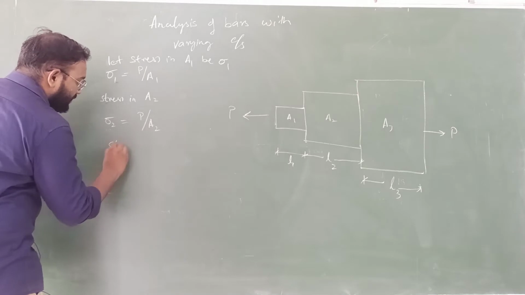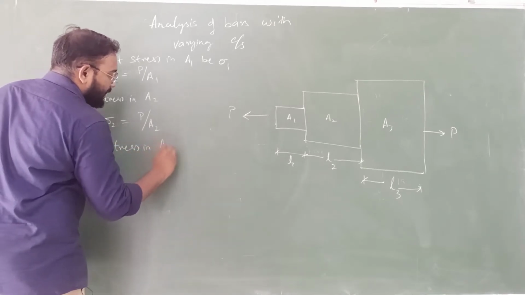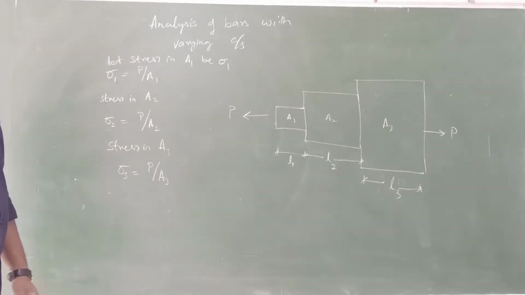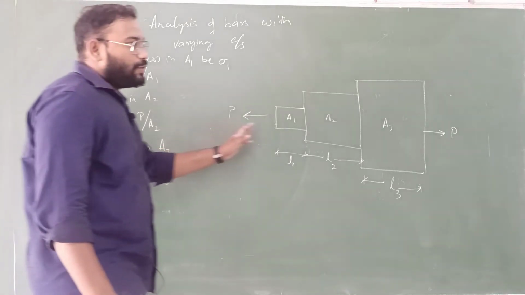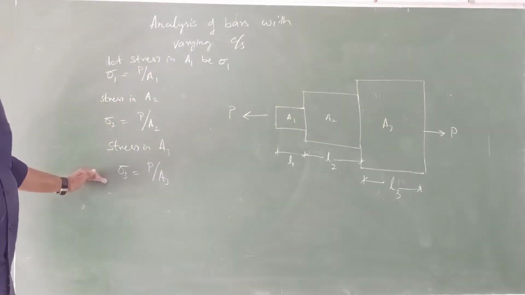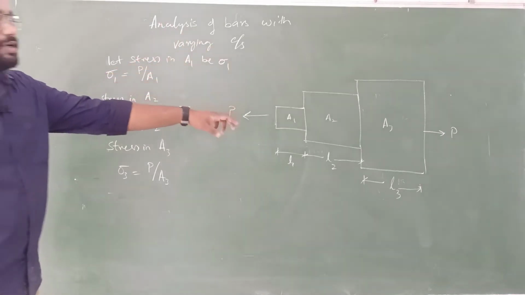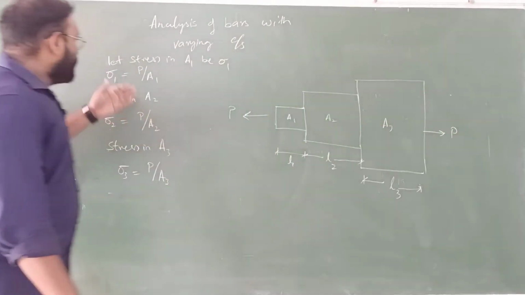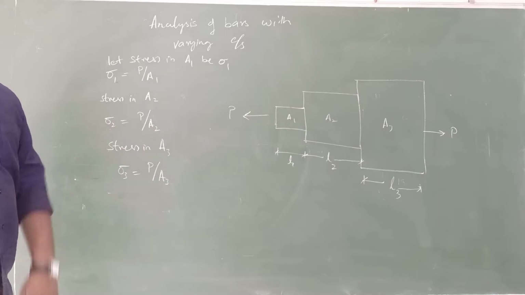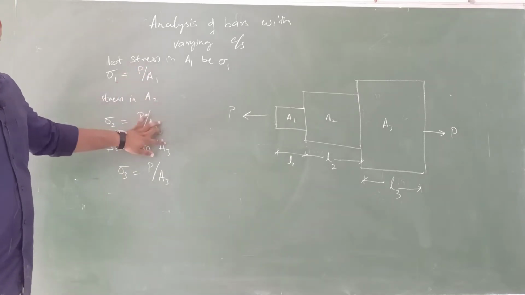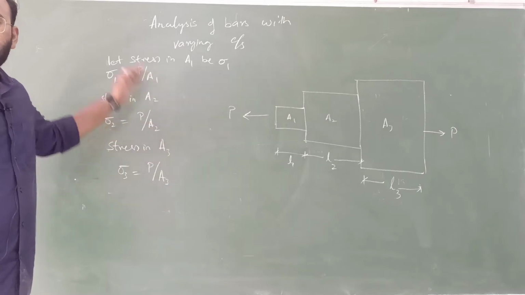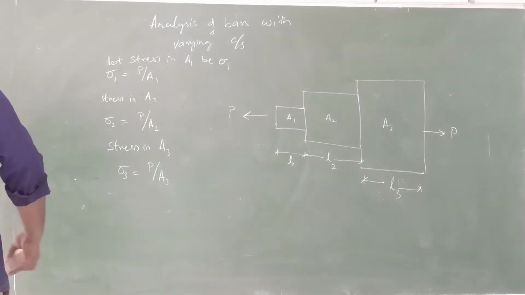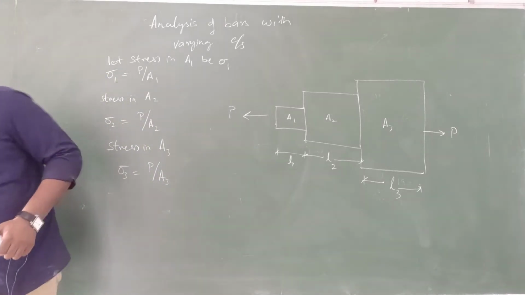Similarly, stress in A3, which is sigma 3, is equal to P by A3. This is the formula of stress. Since there is no change in force, this formula will remain the same. P is applied here, P is applied there. Suppose you are applying two forces like this, let this be 40 kilonewton and this is also 40 kilonewton. So this will be 40 upon A1, 40 upon A2, 40 upon A3. What changes here? A1 will change, A2 will change, A3 will change. Based on the values of areas, stresses change. Similarly, when you write strains, please copy this one first.